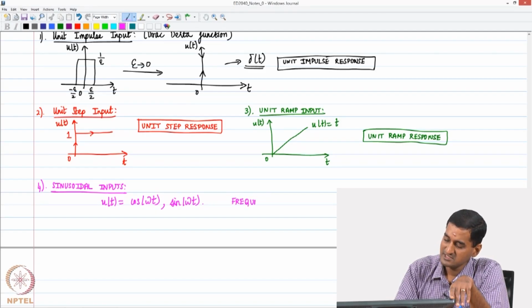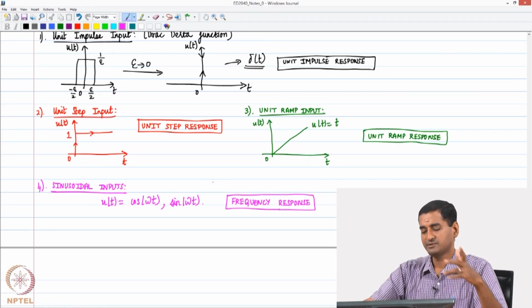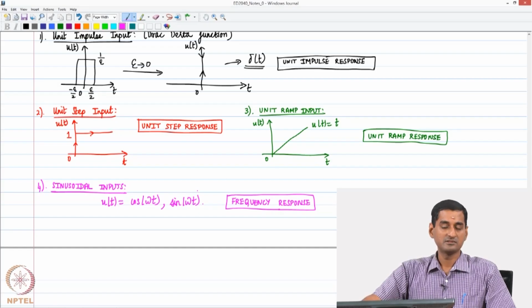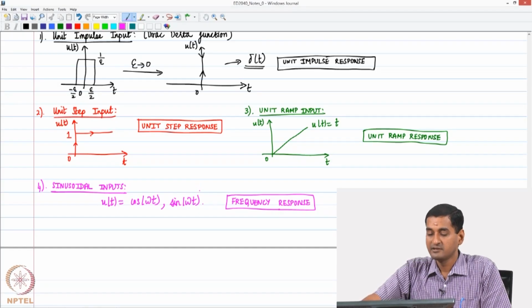Okay. So, frequency response has to do with what we study about the steady state response of stable LTI causal systems when we subject them to sinusoidal inputs. Okay. So, that is what we are going to look at, right.